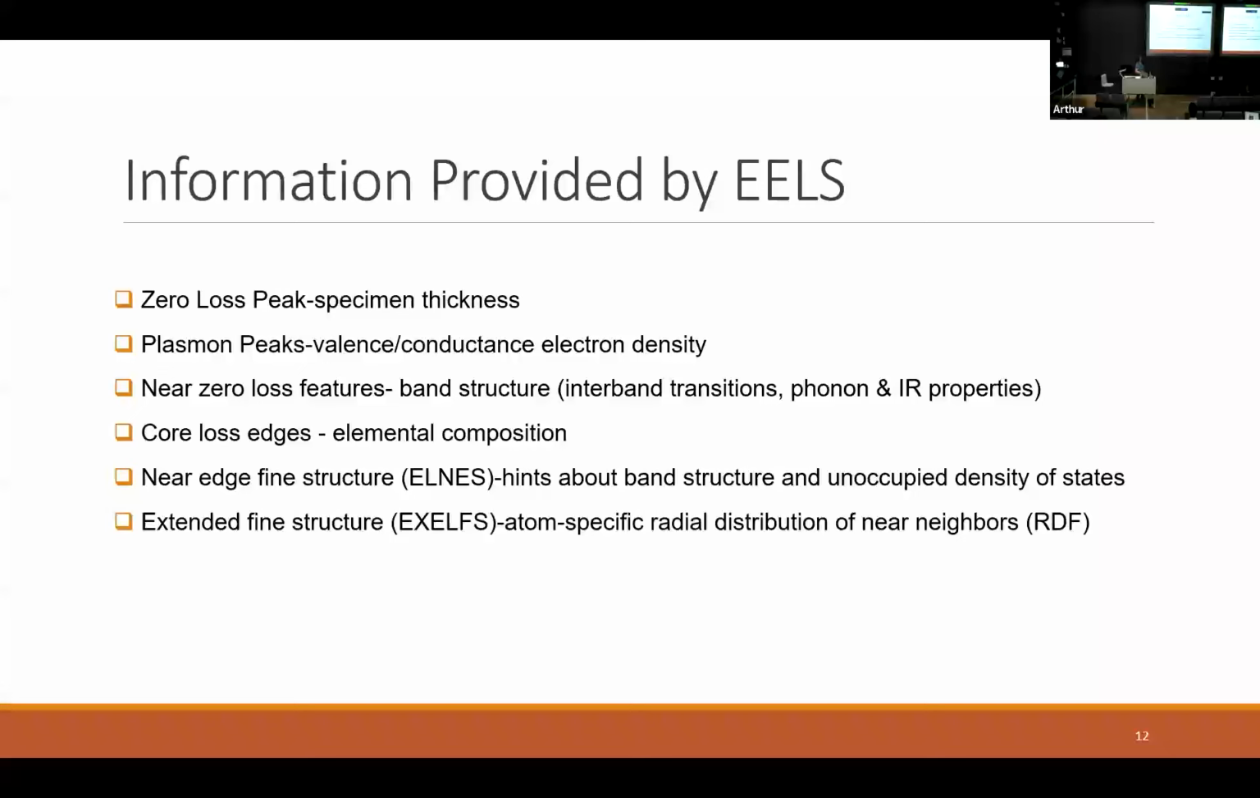So the types of information you can get are: you can get sample thickness, you can look at where the band gap energy is, you can look at plasmons, you can look at the elemental composition, you can look at what the oxidation state of your material is, you can look at things like coordination number around the material. So there's an awful lot of rich information, and I'm going to give examples of all of these.